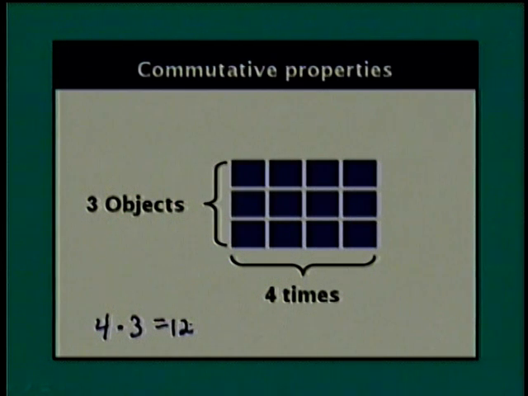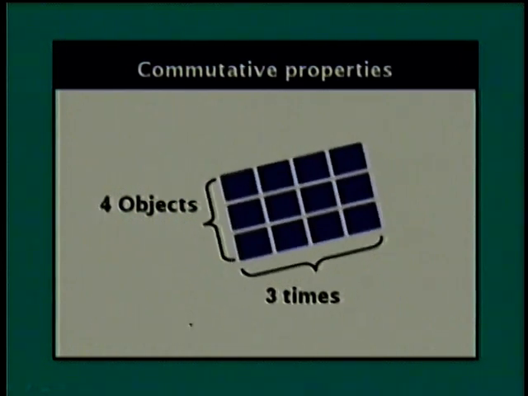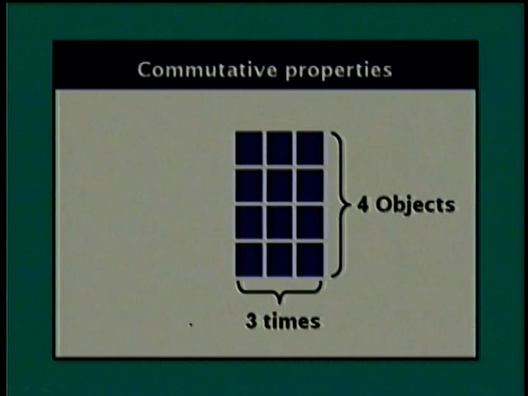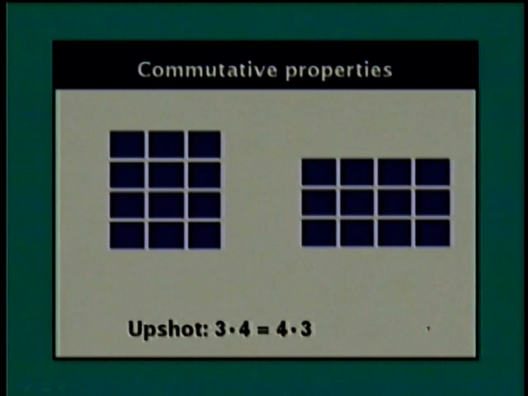Well, let's turn this picture around, so to speak. Let's change it into 4 objects counted 3 times. 4 objects counted 3 times is a representation of 3 times 4. And once again, 3 times 4 is 12. What's my point? My point is that 3 times 4 equals 4 times 3.